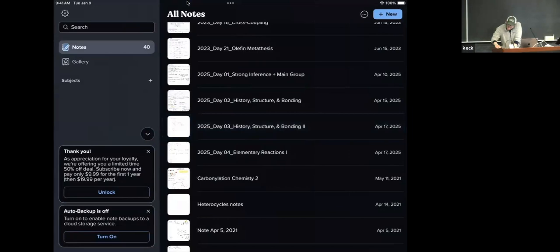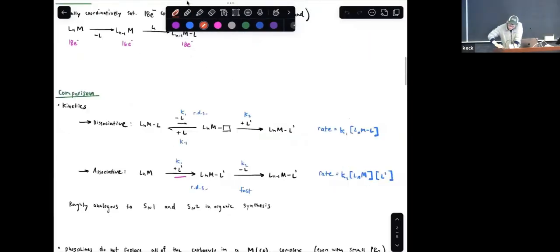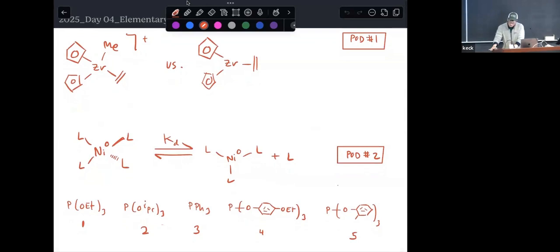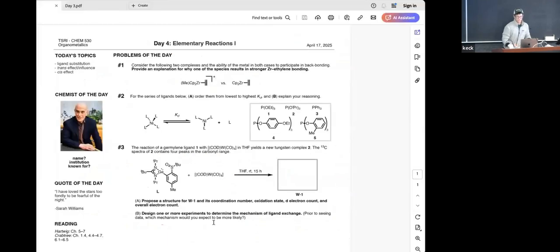Okay. We jump to a different set of slides here. Okay, let's jump into start talking about how structure and bonding will manifest in terms of elementary steps like ligand exchange. And to do that, we will take a look at problem of the day numbers 1 and 2 from the day 4 worksheet. I'll do a quick share in case you don't have your sheet handy.